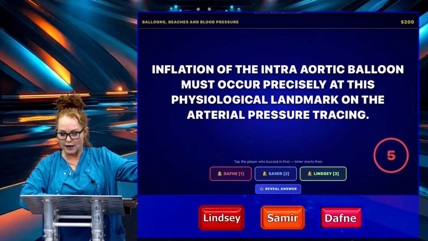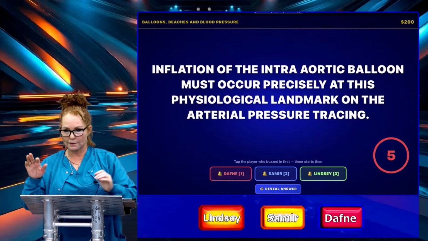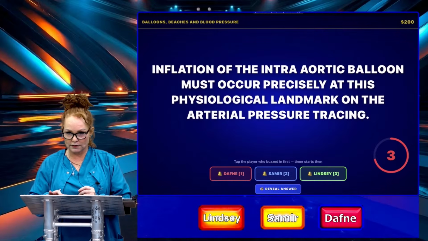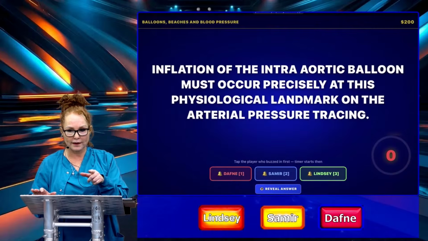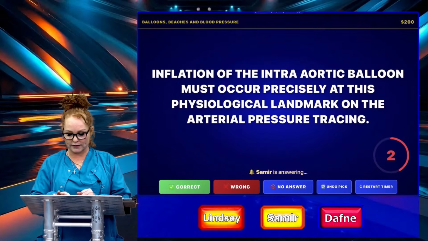Let's do Balloons, Beaches, and Blood Pressure for 200. Inflation of the intra-aortic balloon must occur precisely at this physiological landmark on the arterial pressure tracing. Was it Samir or Lindsay? It was Samir. Okay, what is the dicrotic notch? That is correct.